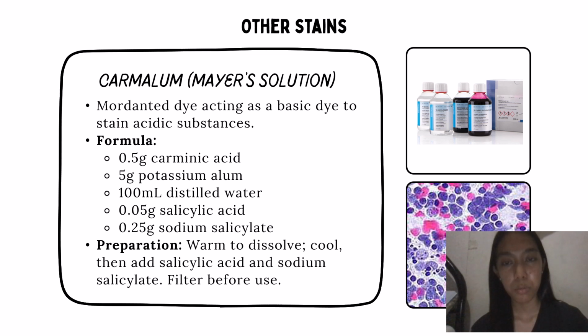Next is the Carmalum or Mayer's solution, which is a mordanted dye that acts as a basic dye, specifically used for staining acidic substances. It is composed of 0.5 gram of carminic acid, 5 gram of potassium alum, 100 ml of distilled water, 0.05 gram of salicylic acid, and 0.25 gram of sodium salicylate.